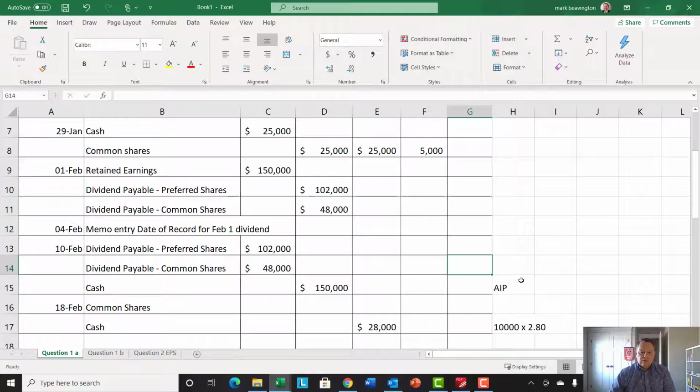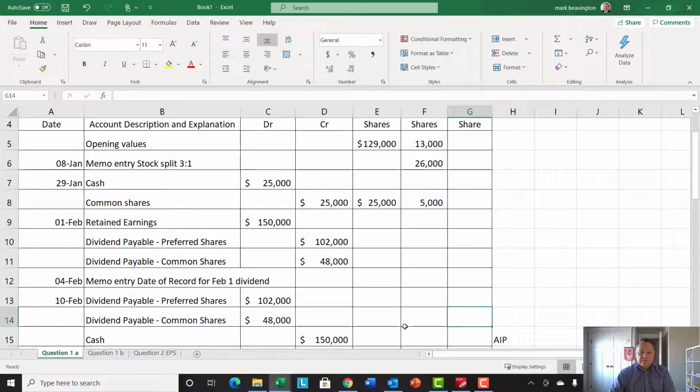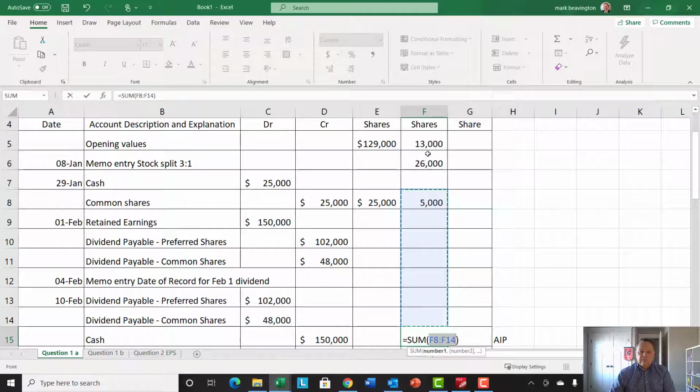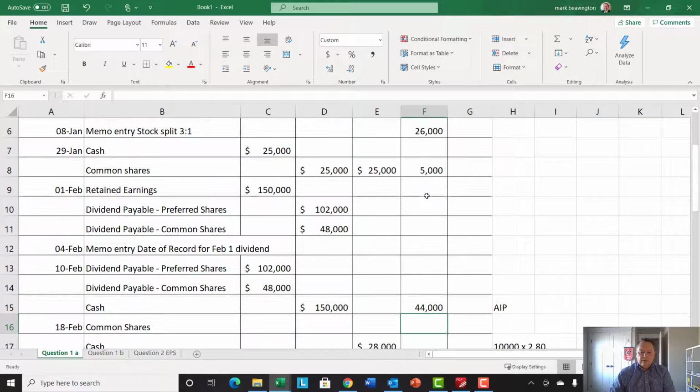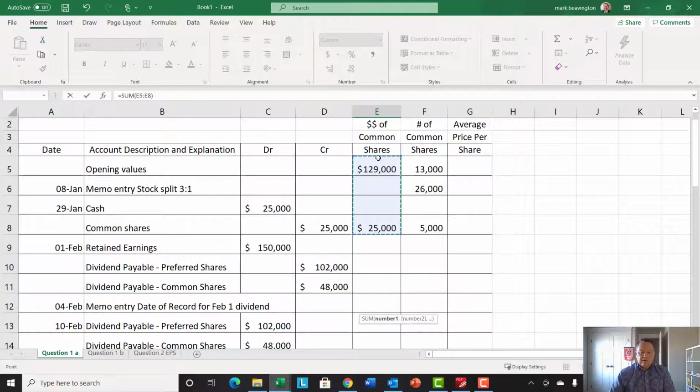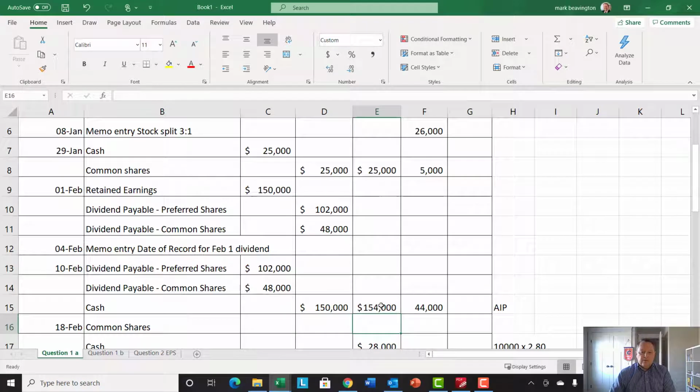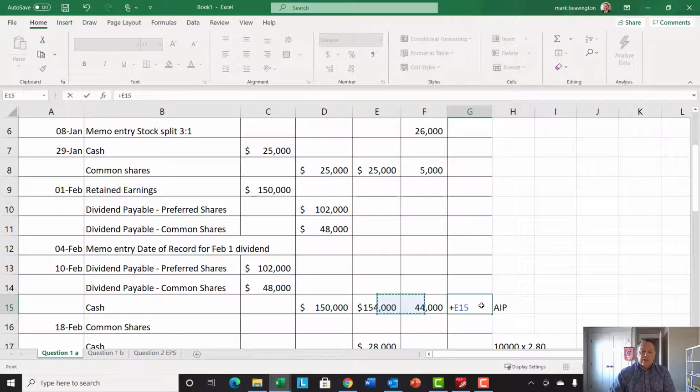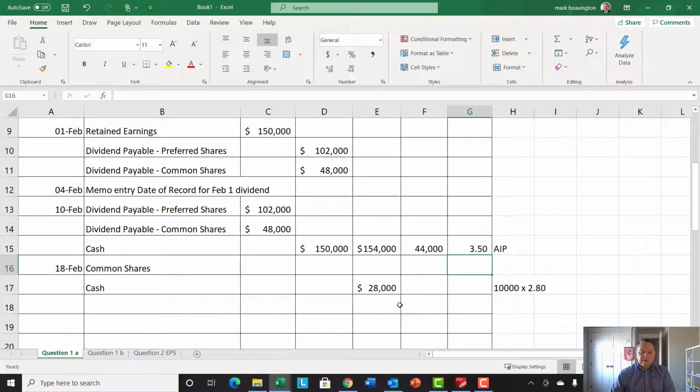So we know the total shares we have outstanding here. Let's just add it up and see. The total shares, add these things up, we should have 13, 26, and 5, 44,000. In terms of dollar values, we've got 25,000 that we got here, and then we started with 129,000. So 154,000 in value, 44,000 shares. The average issue price is the one divided by the other, which is $3.50.